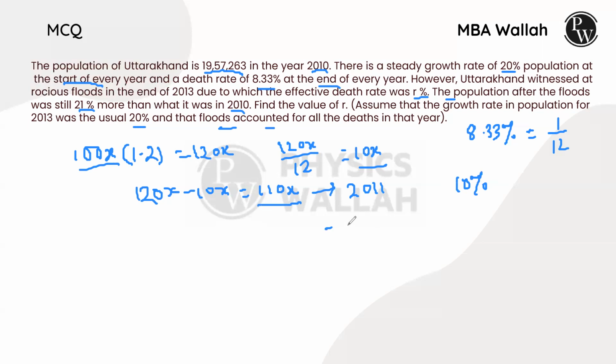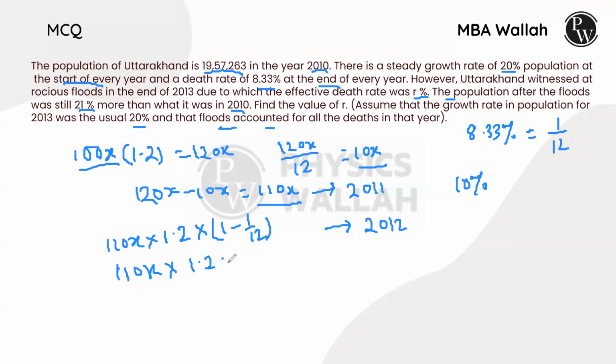So we can again say that in 2012, the number is going to be 110x into 1.2 into, sorry, if I do the calculation right, 1 minus 1 by 12. Again, if I do the calculation, it will be 110x into 1.2 into 11 by 12. Post simplification, this will become 121x. So 121x will become the population at the end of 2012.